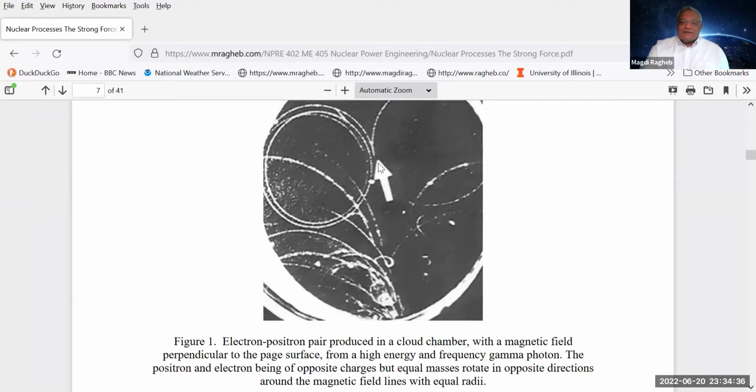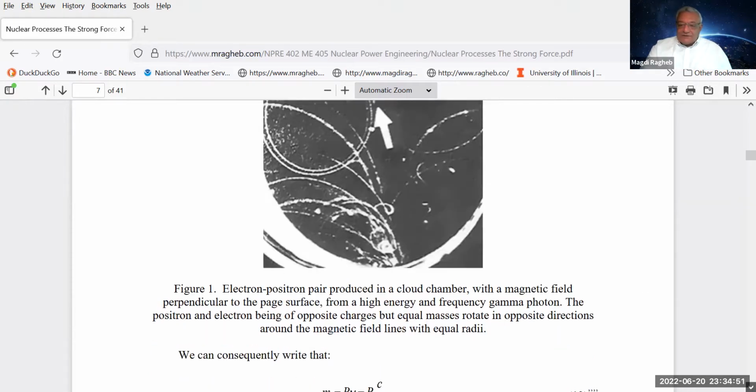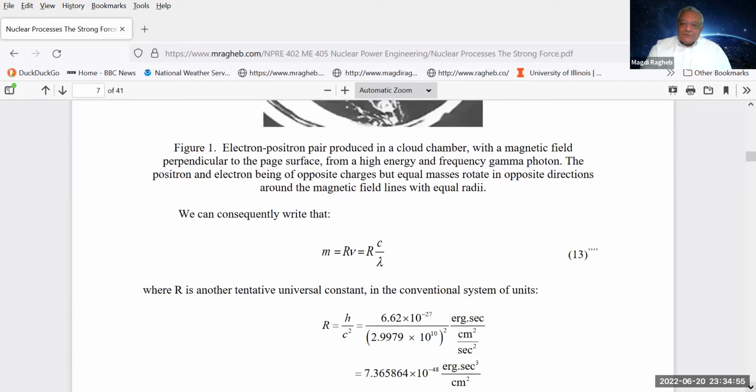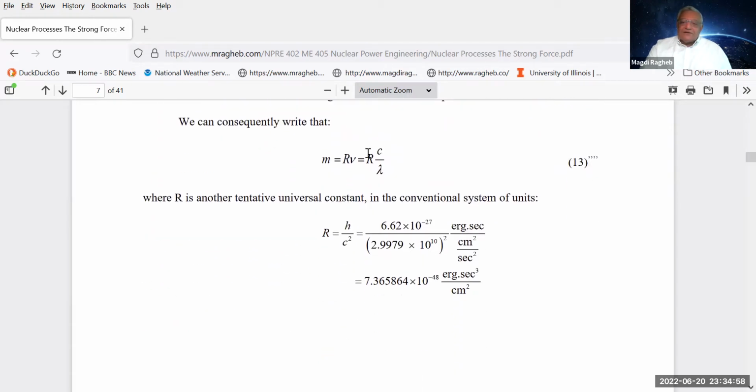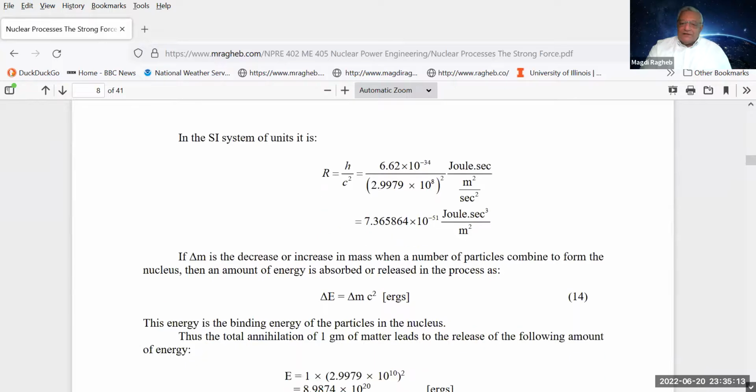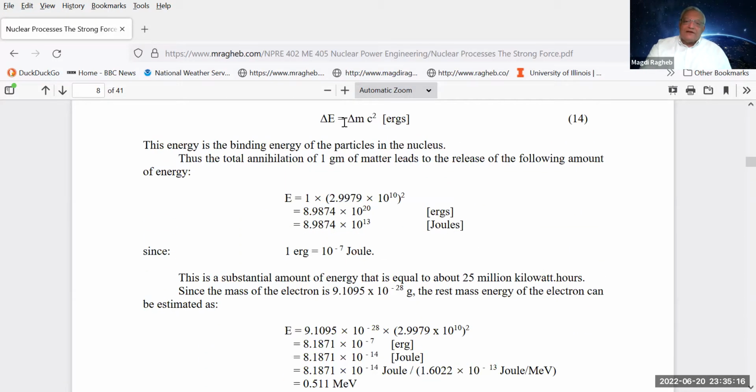So that diagram, that actual picture in a cloud chamber, shows us that not only can we transform mass into energy, but energy can be transformed into mass. So that's a way of maybe explaining the presence of dark matter. I'll come back to that topic at the end of the lecture. I gave you as an assignment to establish a relationship between a mass and the frequency of radiation, and that defines for us a new constant of nature, which is Planck's constant divided by the square of the speed of light. The point I'm making here is that in the same way that we can transform mass into energy, we can do the opposite too.